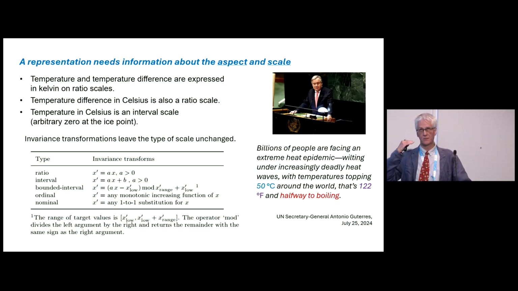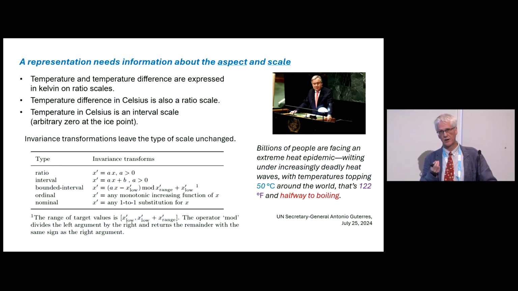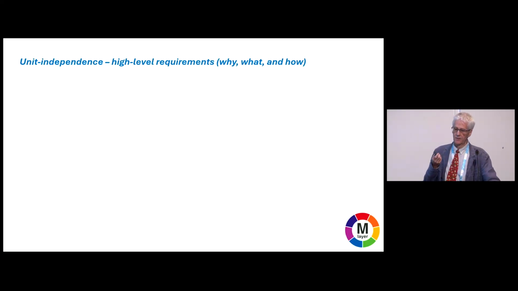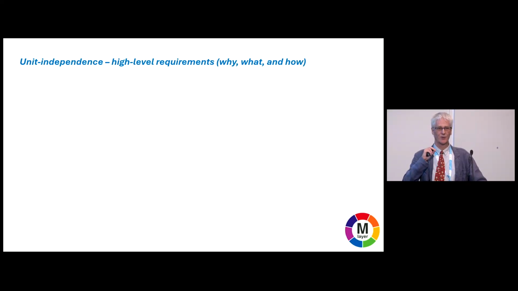And so what this M-layer is going to do is capture the type of scale on which data is being expressed. And there are only a few types, half a dozen or so. So if you're going to build something, you really should know why you want to build it, what that's for, what you're going to build, and how it's going to work. So it's nice to have a high-level picture of what you're trying to do.